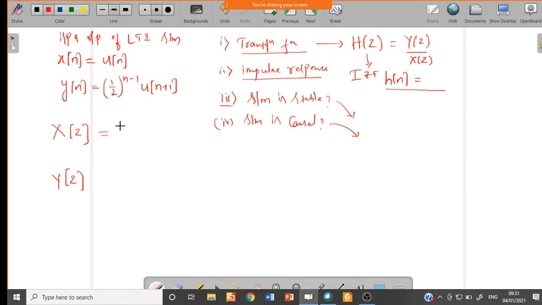We can take this as the summation from n equal to minus infinity to plus infinity of x of n times z power minus n. Now put x of n as u of n, you will get the summation from n equal to 0 to infinity of u of n times z power minus n. So u of n is 1, so you will have the summation from n equal to 0 to infinity of z power minus n. This we already know: 1 over 1 minus z inverse. This we have already done. So now we have obtained X of z.